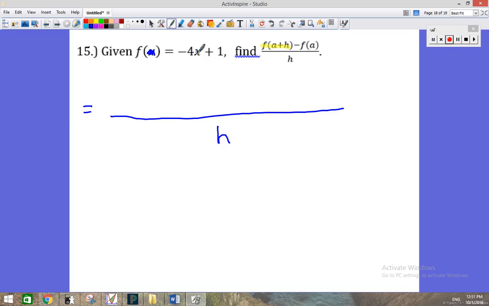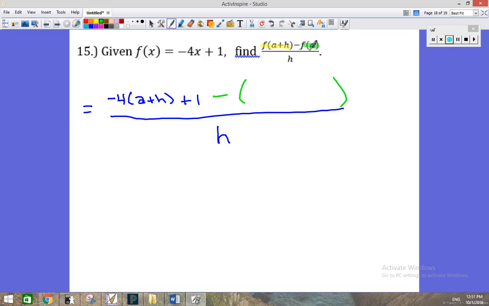This x gets replaced with a plus h. So I have negative 4, not times x, but times a plus h. And then the plus 1. That's my first term. Now, for my second term, for this guy, I remember I'm subtracting it. I'm subtracting this whole thing.